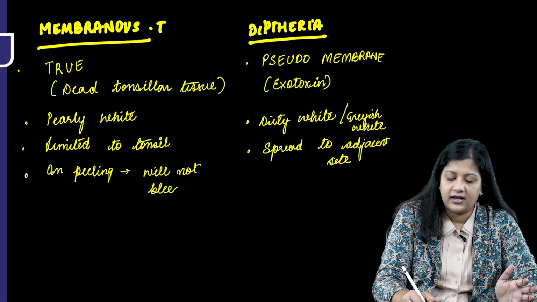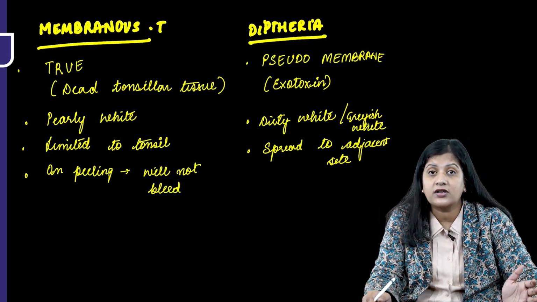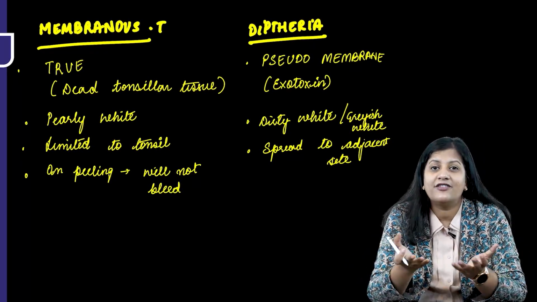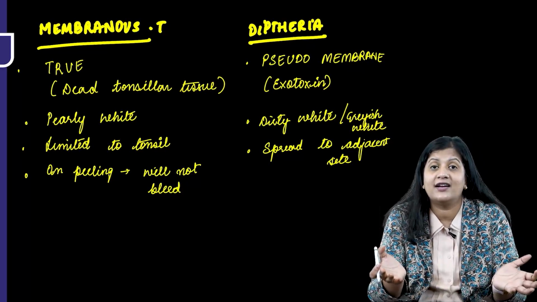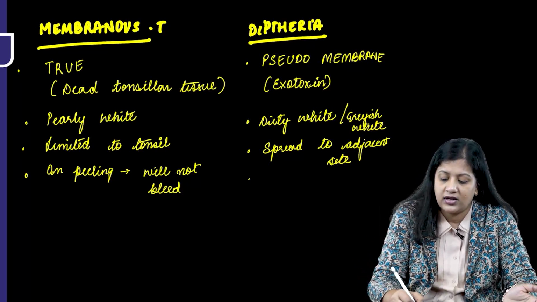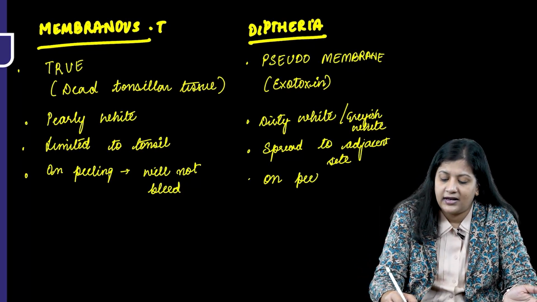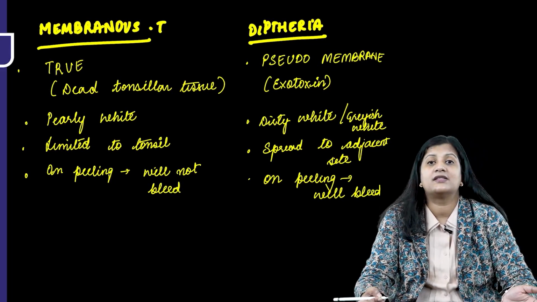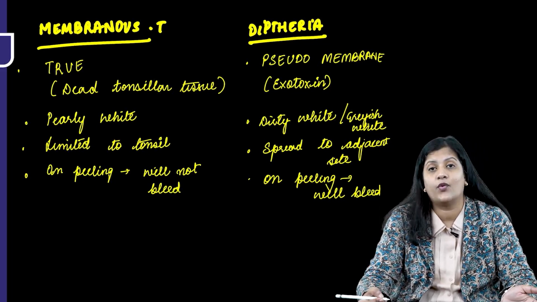Whereas in diphtheria, whenever there is a toxin that is generating a membrane, when you try to peel the membrane, there is inflammation of the underlying area. It is not dead tissue, it is inflamed tissue, so it will bleed. So in diphtheria, on peeling, the underlying surface will bleed, whereas membranous tonsillitis won't bleed.